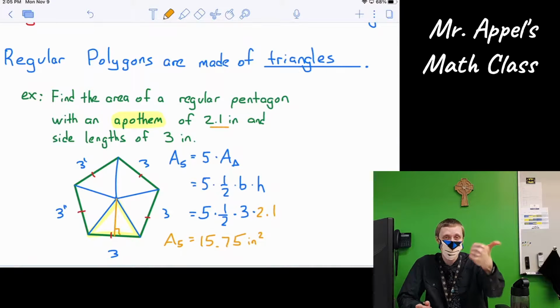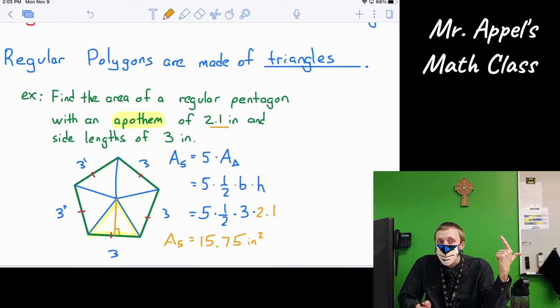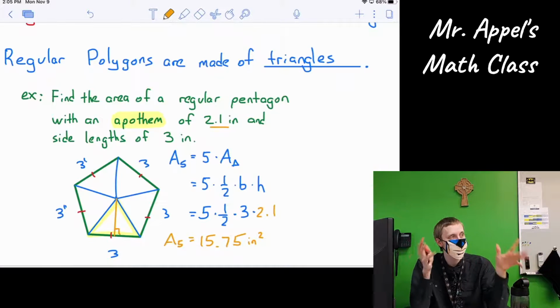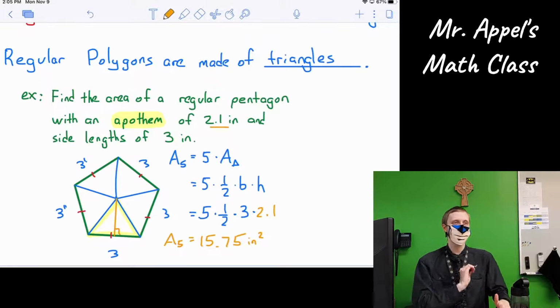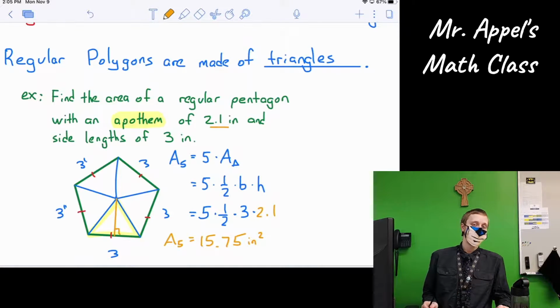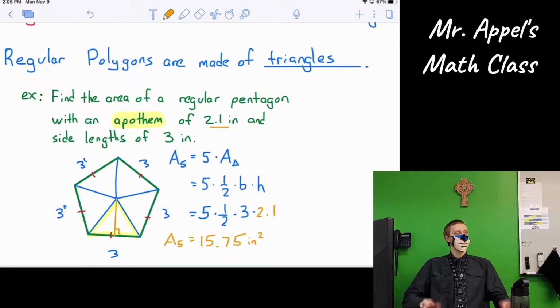So as long as they give you the side length and the apothem, you're set. You can just break the thing into triangles and you can find the area of your polygon that way. Tried and true, never fails. And you could be done there. That will work. You can stop. If you want to just take that, go on to the rest of the worksheet. I won't hold it against you.